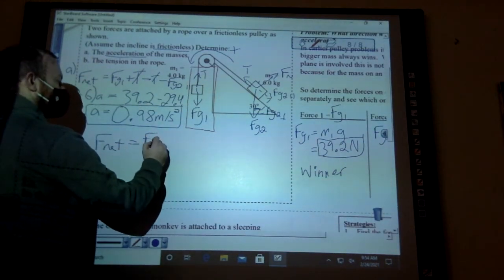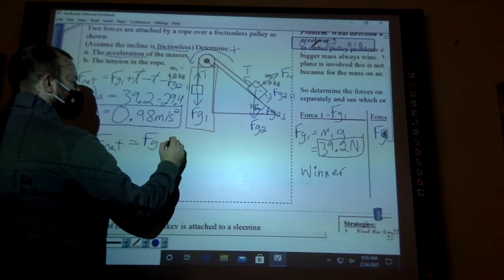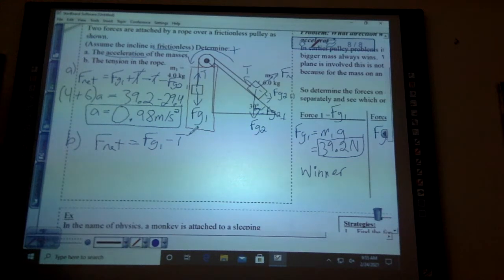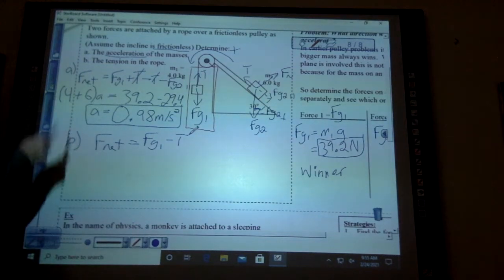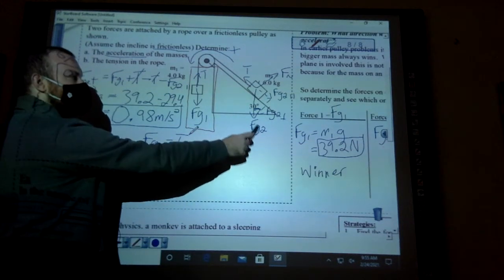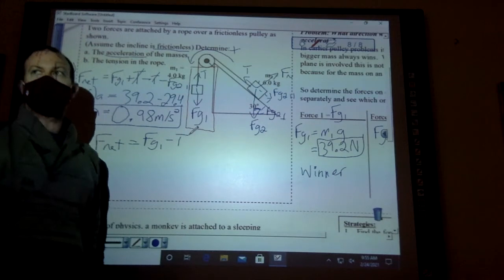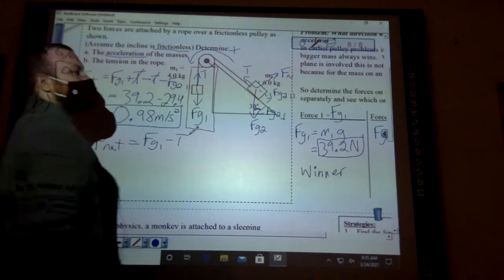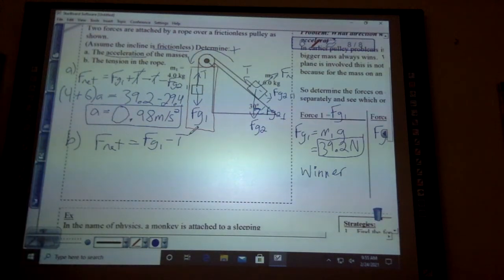So FG, I'll leave the 1 in there so we remember which one we're dealing with. Minus tension. It's the same. So if you solve it for 1, because we're not dealing with all of FG2, we'd get a different F-net equation for this one. Because over here it's going to be tension minus FG2 parallel. I can show you both if you want, but you'll get the same thing.